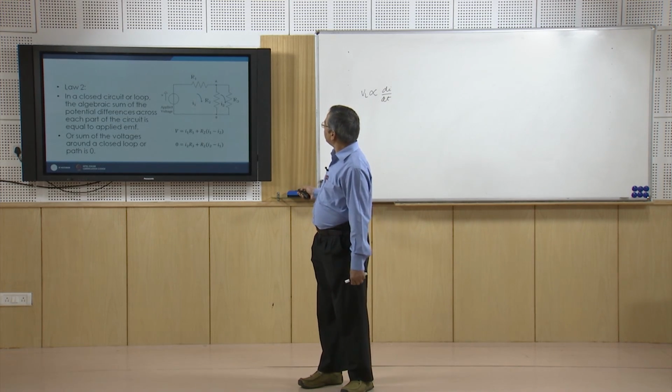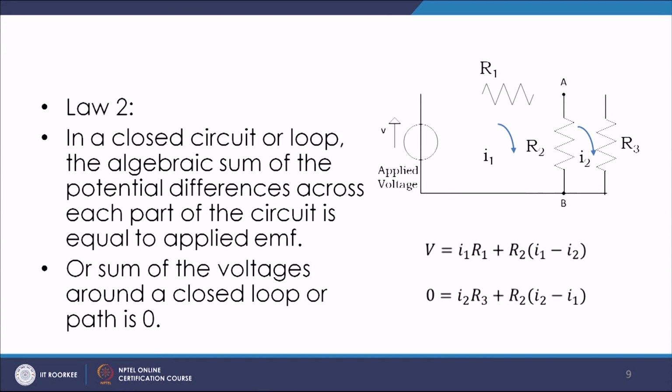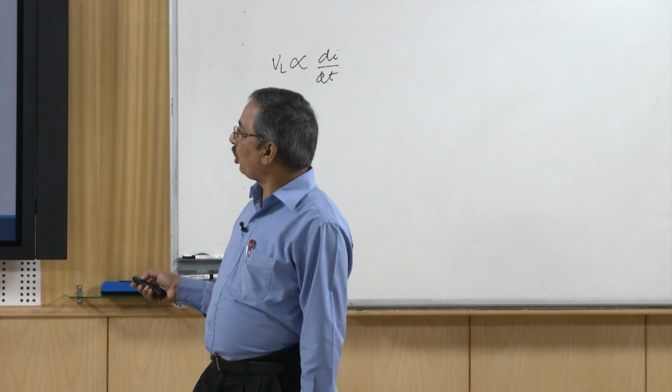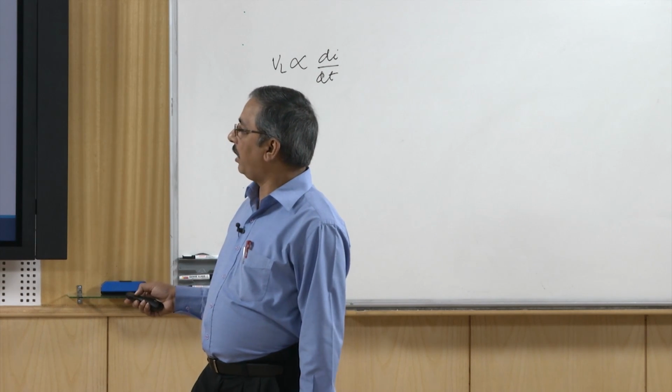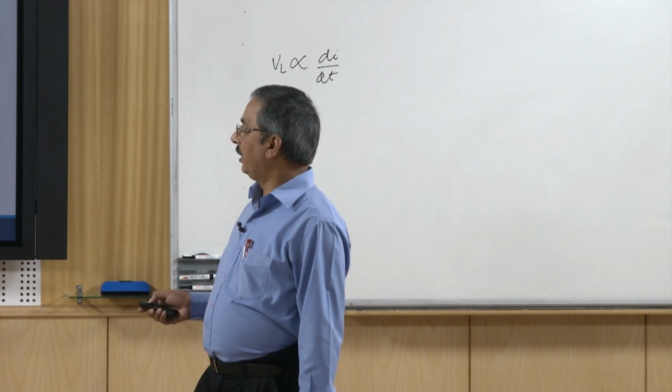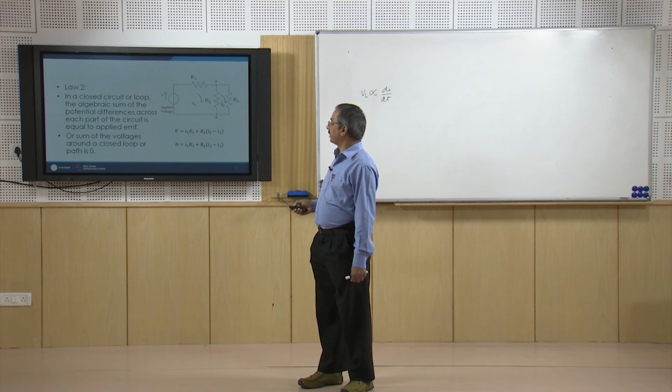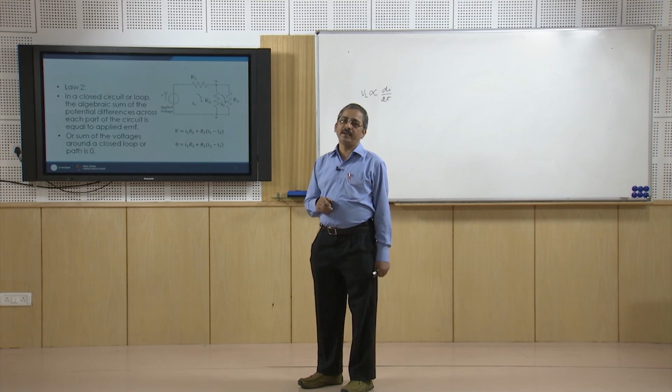Again I take the same circuit, the one which we have seen previously, that is, I have a voltage source applied here, then we have a resistor and there are two other resistors R2 and R3. Now, Kirchhoff's second law says that in a closed circuit or loop, the algebraic sum of the potential difference across each part of the circuit is equal to the applied EMF.